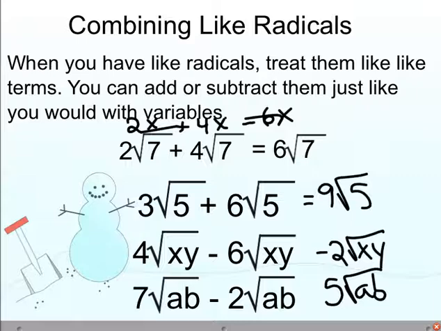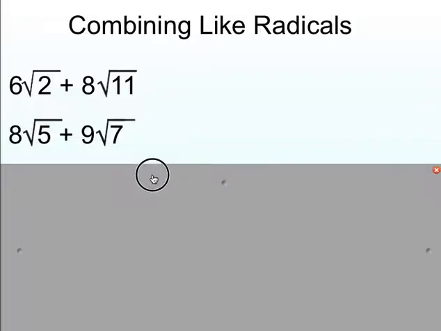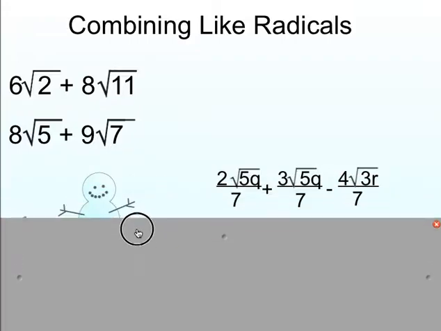Okay. Now, what about these ones? 6 root 2 plus 8 root 11. Well, unfortunately, because the radicands are not the same, 2 and 11, we cannot combine them. And we also see that root 2 and root 11 are in their simplest form. So, unfortunately, we have to leave it as is. And same with this other one. Root 5 and root 7 are not the same, and they can't be simplified to get something that's the same. So we leave them as is.